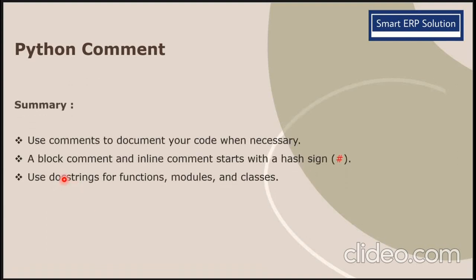So, summary. Use comments to document your code when necessary. A block comment and inline comment start with a hash sign. Use docstrings for functions, modules, and classes.